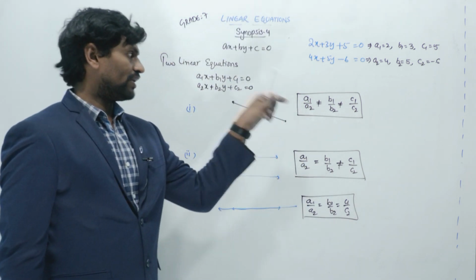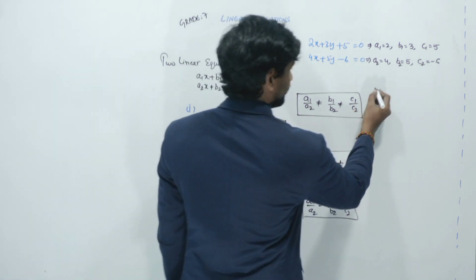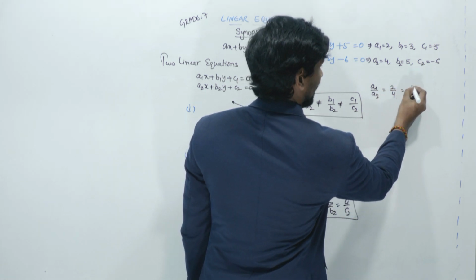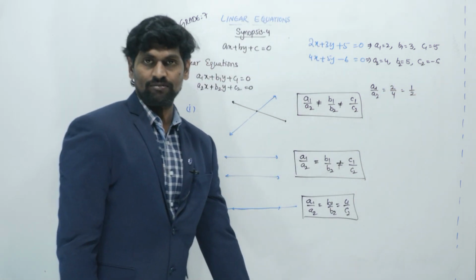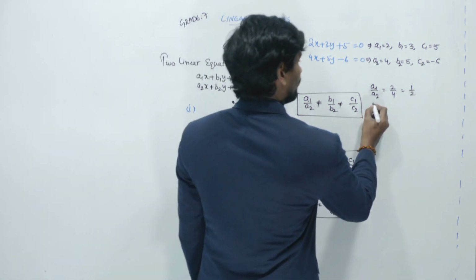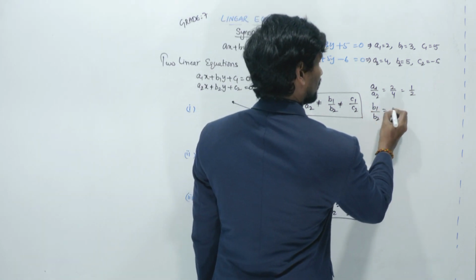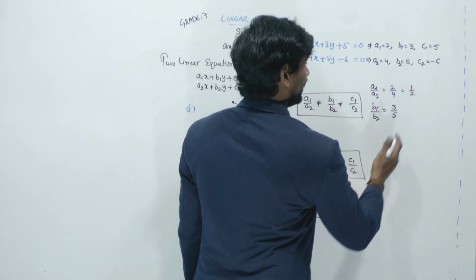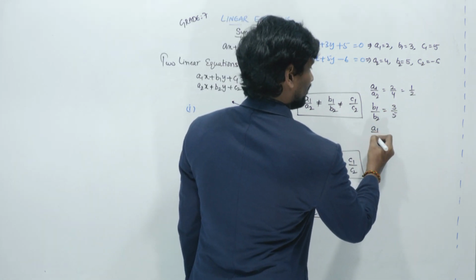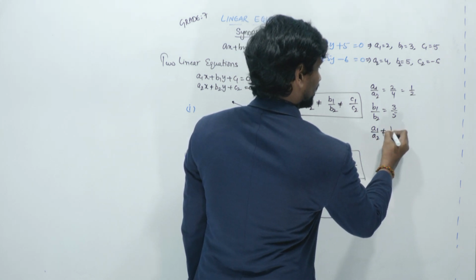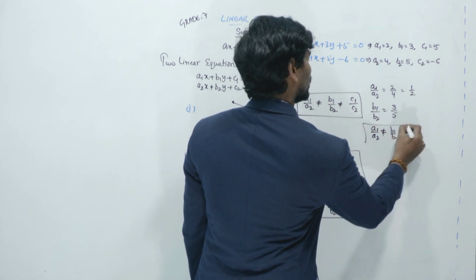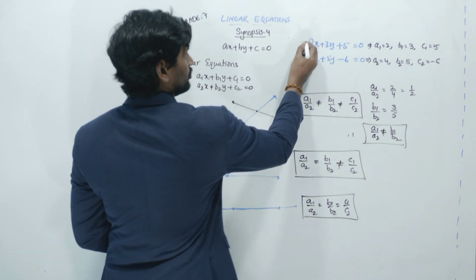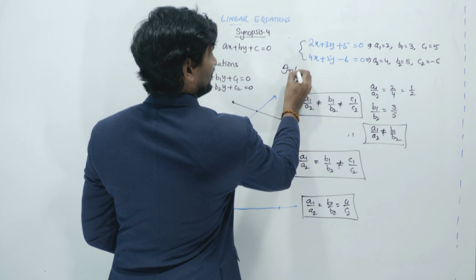Let us try to find the ratios. a1 by a2 is 2 by 4. After cancellation in the 2 table, we get 1 by 2. Now b1 by b2 is 3 by 5. There is no cancellation. 1 by 2 is different, 3 by 5 is different. So a1 by a2 is not equal to b1 by b2. That's it. We need not find c1 by c2 also. Therefore, these two equations represent intersecting lines.